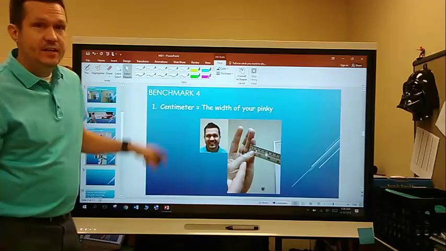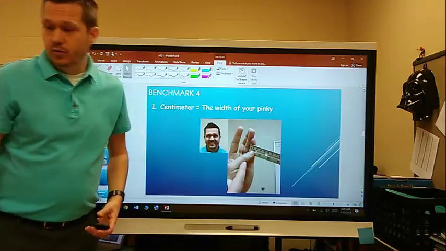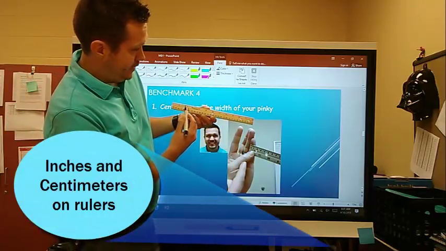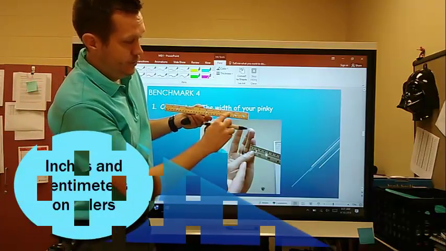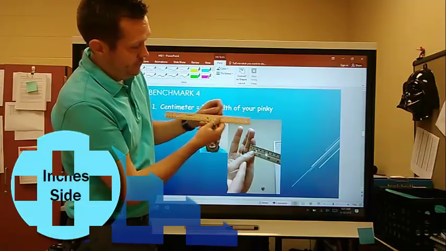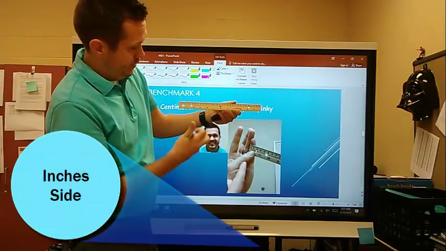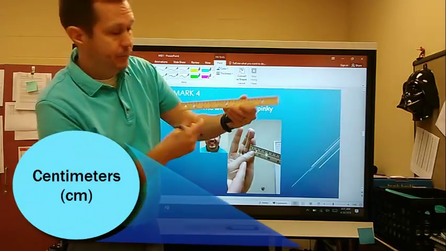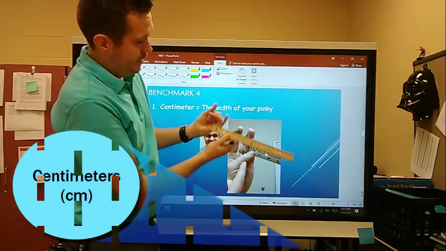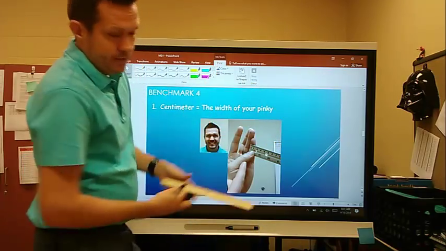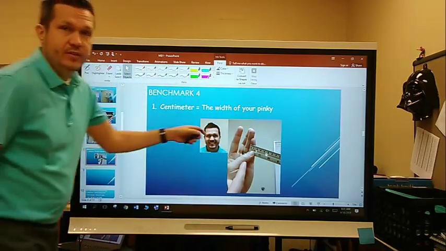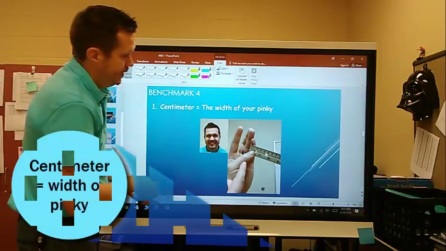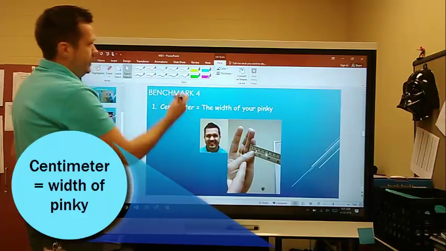The next one is a centimeter. A centimeter is also on a ruler too. You're going to see on your rulers there's actually 2 different sides. You've got your inch side, which is about the bent size of your thumb, remember? On the other side of your ruler, you're going to have what's called centimeters. And this is denoted with the cm. See that? And this is a centimeter. And a centimeter is about the width of your pinky. So as you can see right here, if I'm measuring something that's smaller than this, I'm going to use a centimeter. So a centimeter is about the width of a pinky.